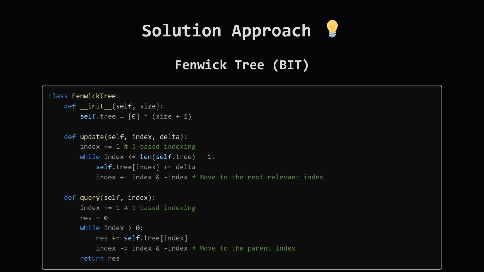The core idea involves using a data structure called a Fenwick tree, or binary indexed tree, BIT. This structure is really efficient for calculating prefix sums and updating values in an array. Here's the basic class for it. The update method adds a value at a certain index, propagating the change up the tree, and the query method efficiently retrieves the sum of elements up to a given index. Both operations run in logarithmic time, which is much faster than linear time for repeated queries or updates.